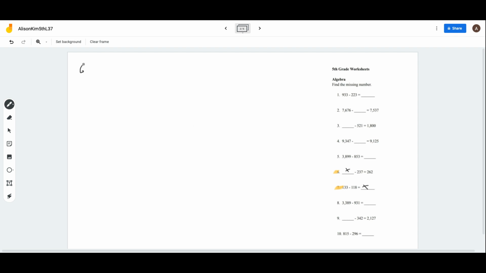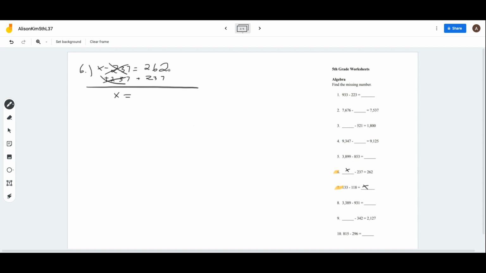So we're going to start off with number 6. It gives us x minus 237 equals 262. Now, we need to find the missing number, which is x, so we're going to need it by itself, and we're going to add 237 to both sides. And we're going to add 237 plus 237. As we can see here, 237 minus 237 gives us 0, so it's going to cancel out, and we're just going to be left with an x.